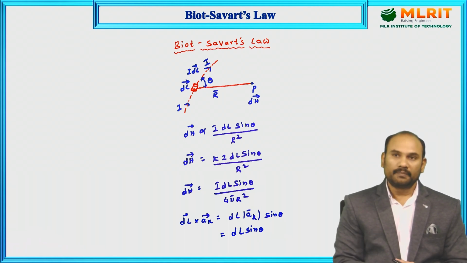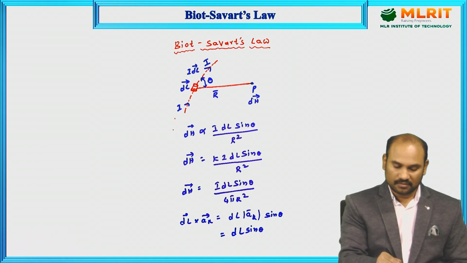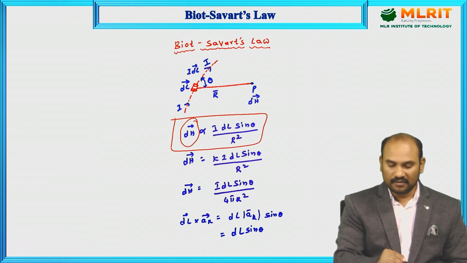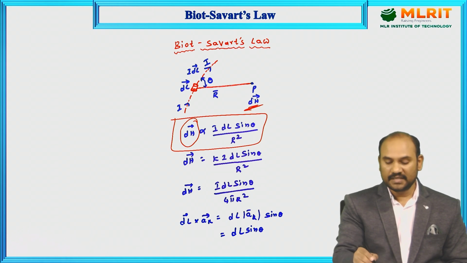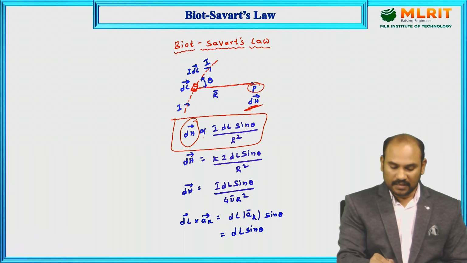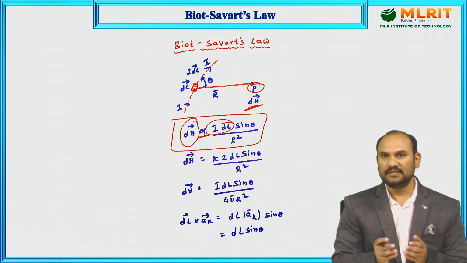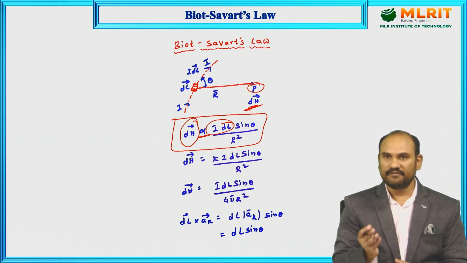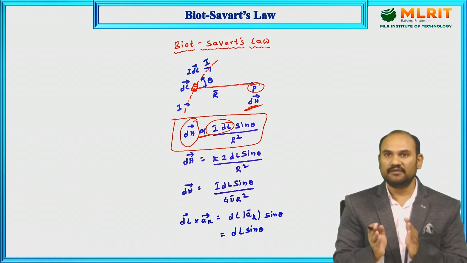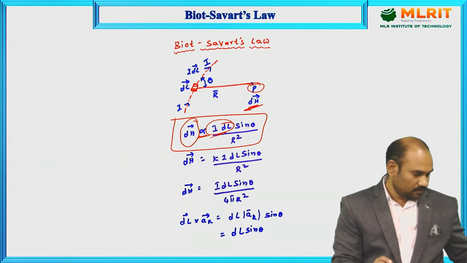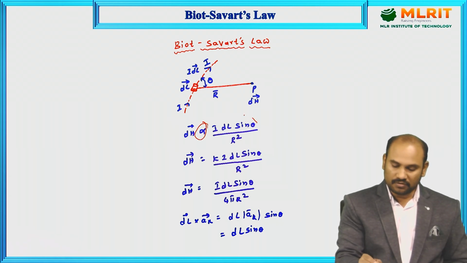Now, what does Biot-Savart's law say? Look at this expression. The differential magnetic field measured at a point P is directly proportional to Idl. Idl means I is current, dl is differential length. So together Idl is nothing but differential current element. It is proportional to Idl. Next, it is also directly proportional to sin theta.